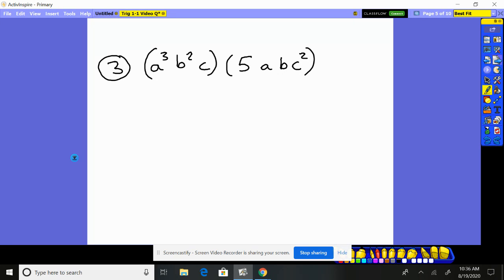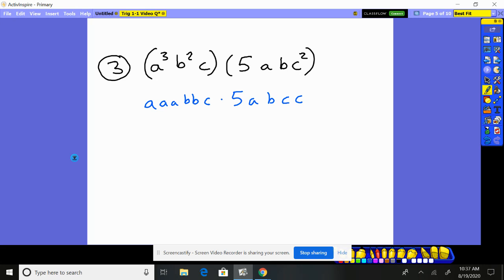What about this guy? Well, write out what it means. Think what it means. A to the third means a times a times a. B squared is b times b times a c. That's being multiplied by all this. Well, that's 5 times a times a b times a c times a c.